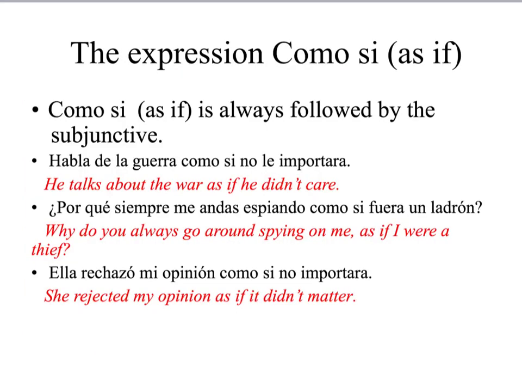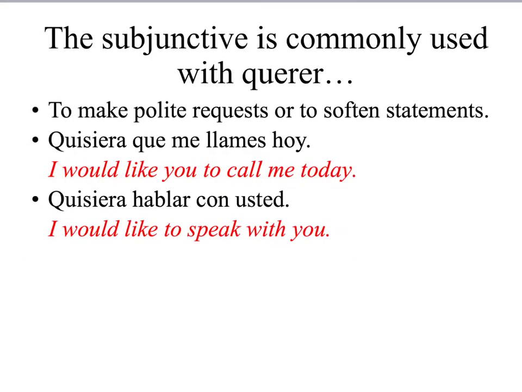The expression como si, which means as if, is always followed by the subjunctive. So if you notice here, it says como si no le importara, como si fuera un ladrón, and como si no importara. So I've given you 3 examples here to be able to check that out. The subjunctive is commonly used with querer. When we want to make polite requests or to soften up statements, a lot of times we use the past subjunctive for that. We say something like quisiera que me llames hoy, or quisiera hablar con usted.